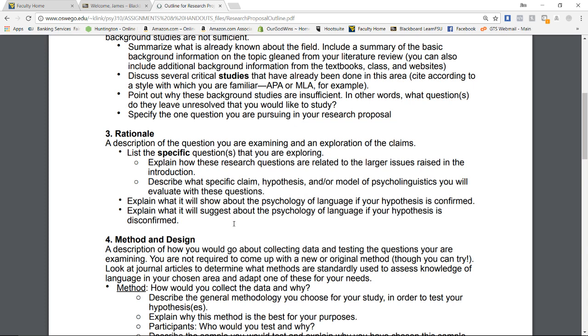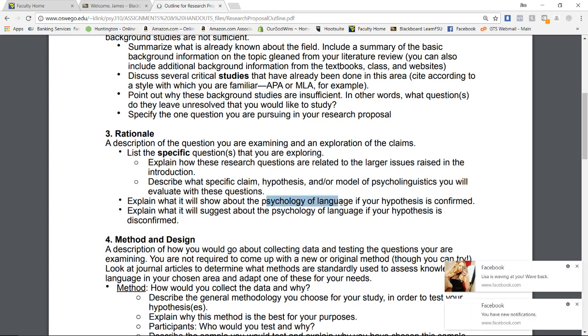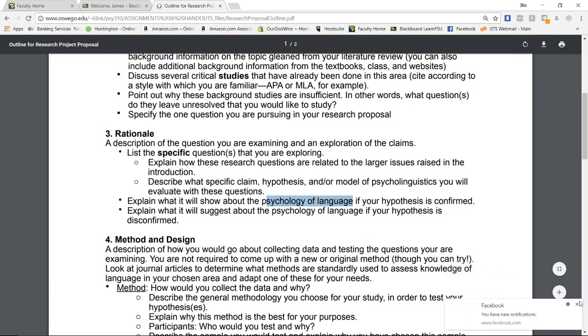How will it explain what it will suggest for others? Forget about this psychology of language stuff. I don't even know what that's there for. Forget about that psychology of language stuff. Just basically explain what it's going to reveal, right?